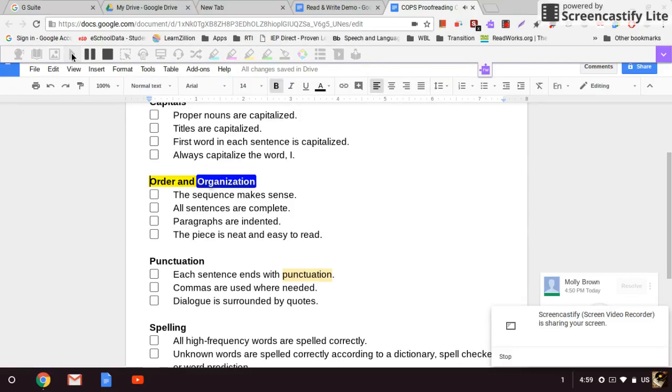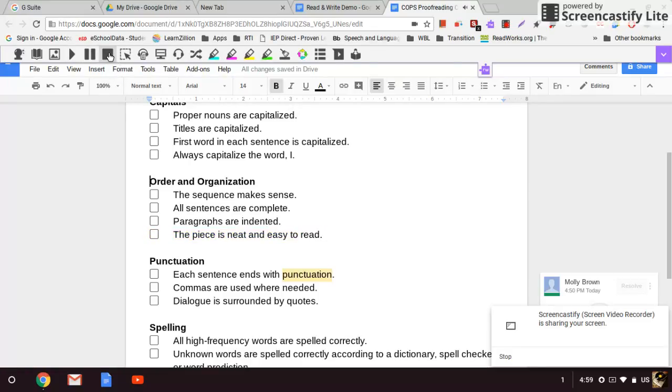Order and organization. The sequence makes sense. All sentences are complete. Paragraphs are indented. The piece is neat and easy to read.